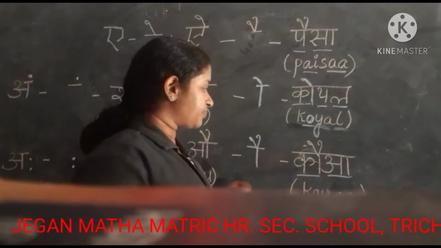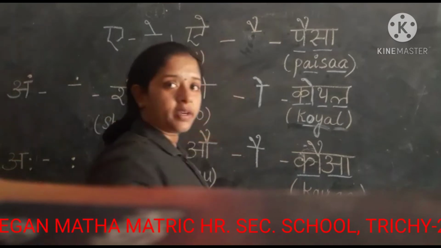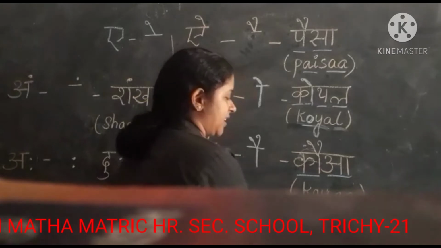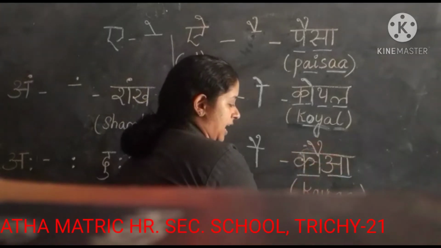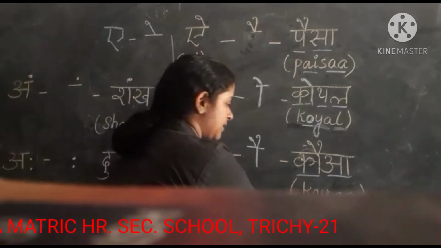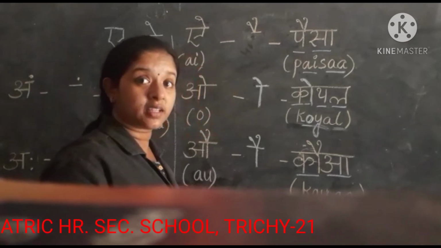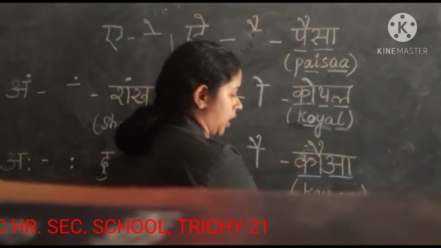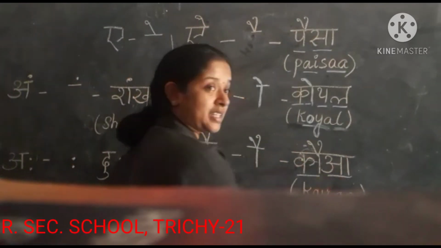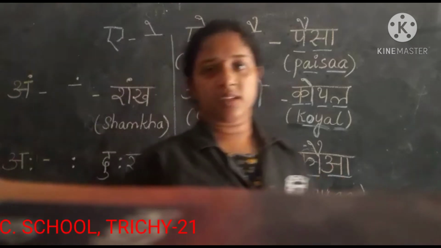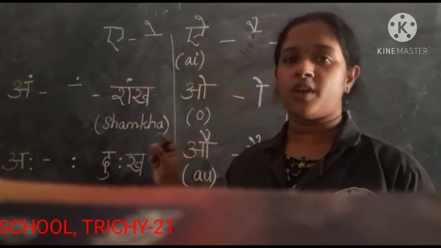To understand it better, I have written it in English also. That is ow. The symbol of ow I have written in English. See, ow. By seeing this itself, we can note that the symbol of ow is used here. So cow denotes the vowel. Kawwa means crow. So this is about the symbol of ow.